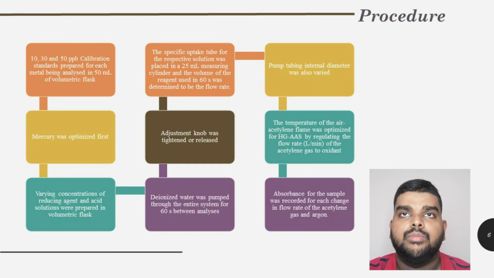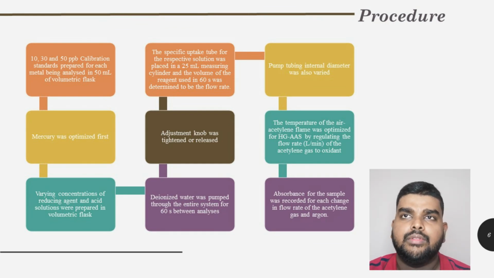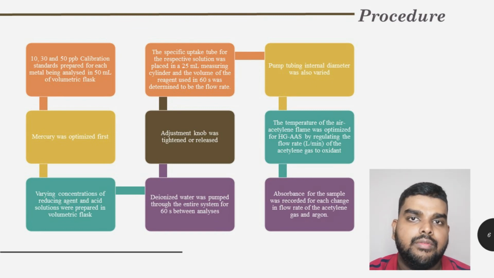Next is the procedure. First, calibration standards of 10, 30, and 50 ppb were prepared for each metal being analyzed in 50 ml volumetric flasks. Next, mercury was optimized first, since the potassium iodide used for As, Sb, and Se has a negative interference on mercury.